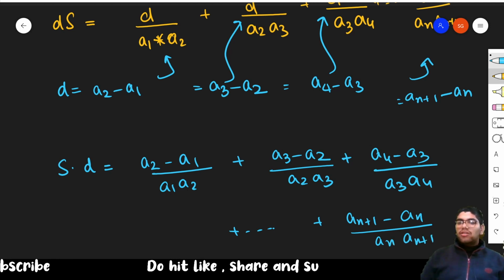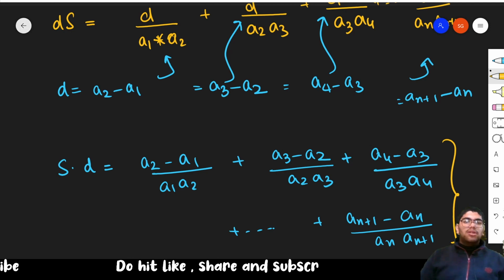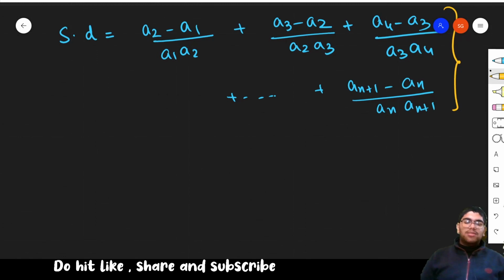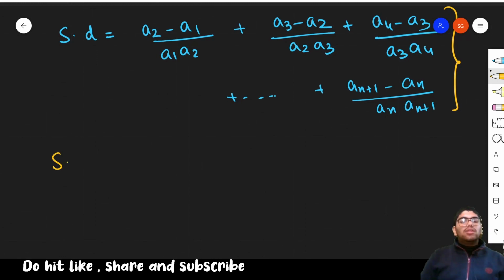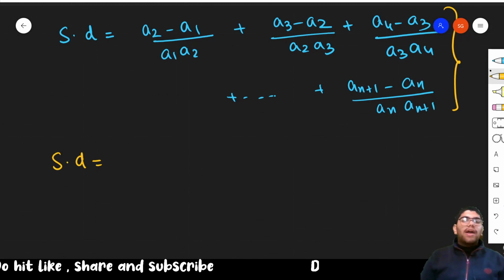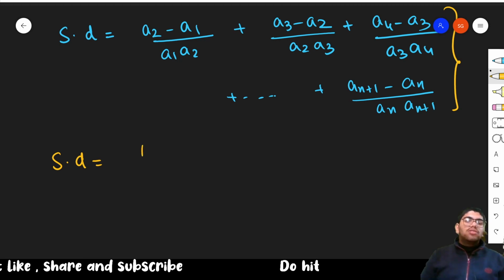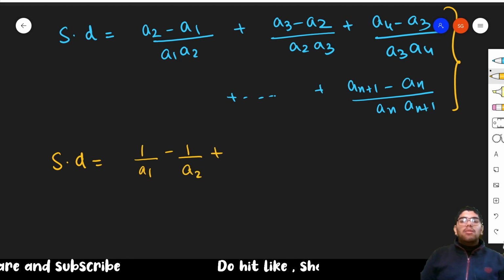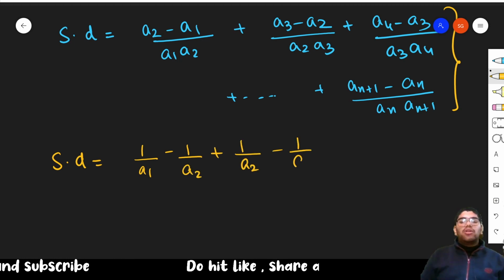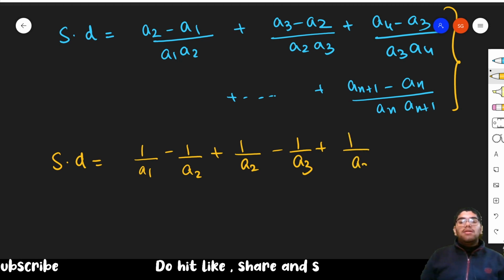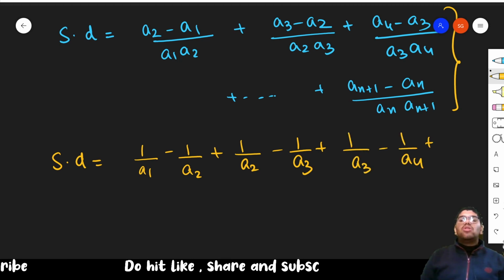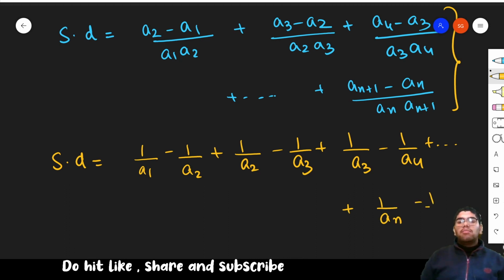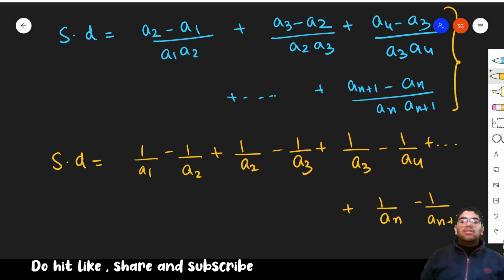Okay, perhaps I must write everything in yellow because I started the expression in yellow. Oh, sorry. Okay, so this is my expression. Great. So I also know that s times d will be equal to, I can split these two. So this will finally reduce to 1 upon a1 minus 1 upon a2 plus 1 upon a2 minus 1 upon a3 plus 1 upon a3 minus 1 upon a4, and so on. The series will continue, and I'll finally get 1 plus 1 upon an minus 1 upon an plus 1.